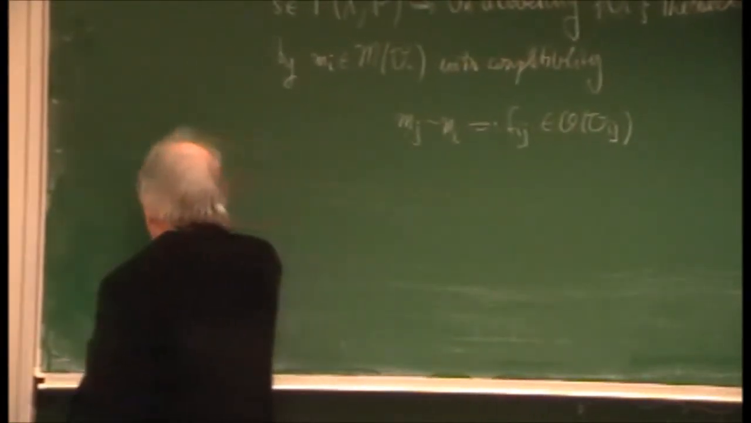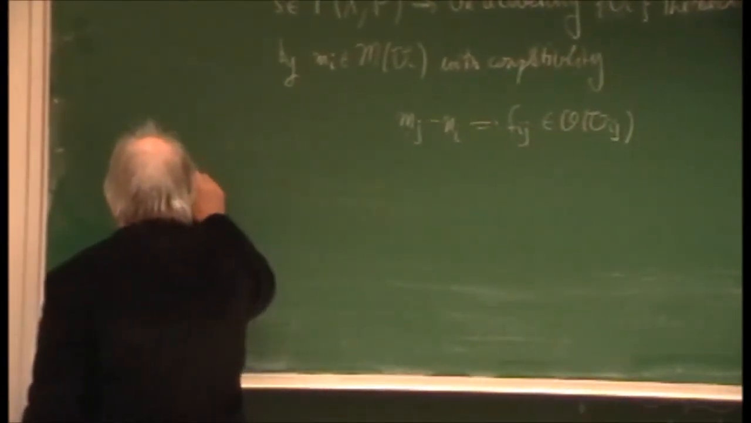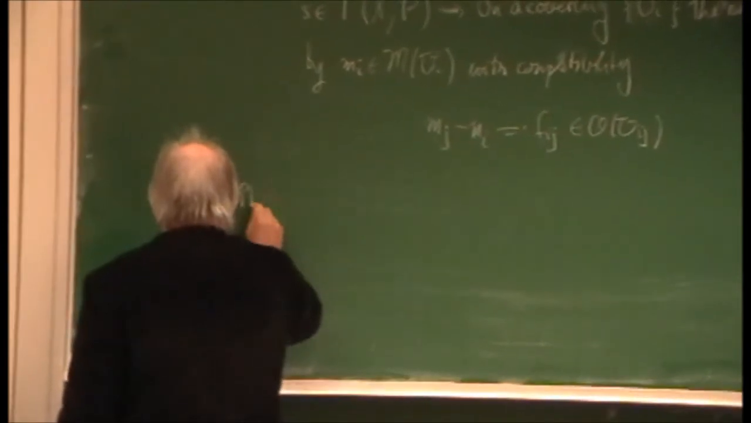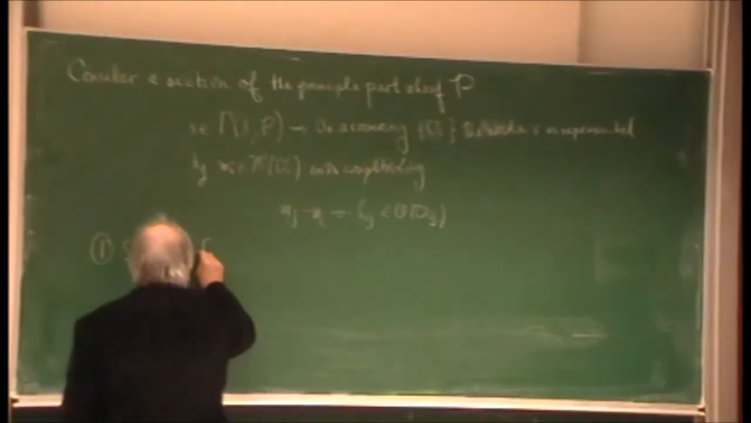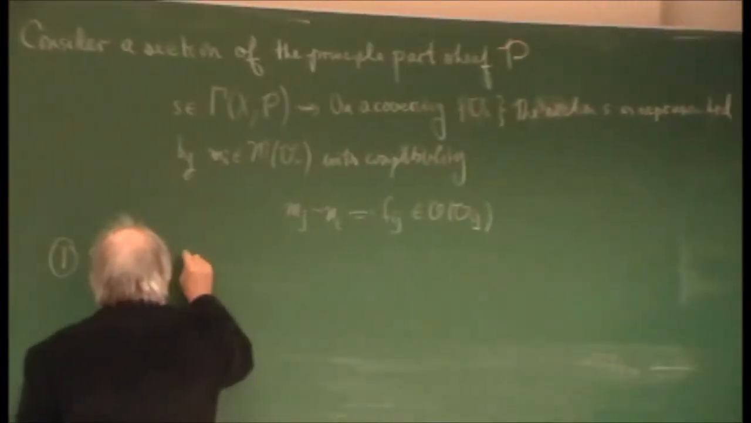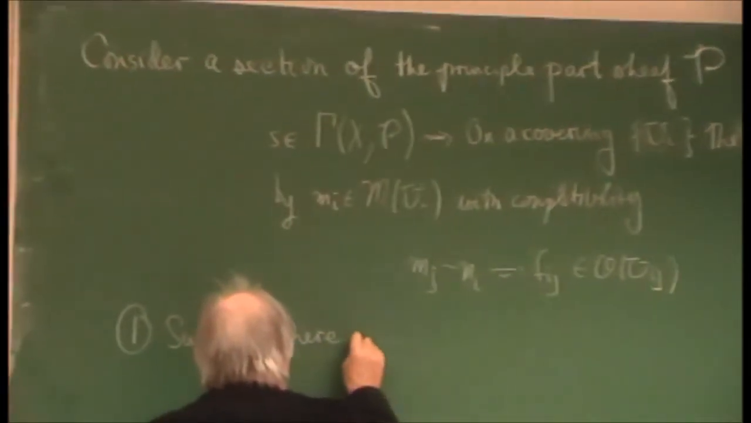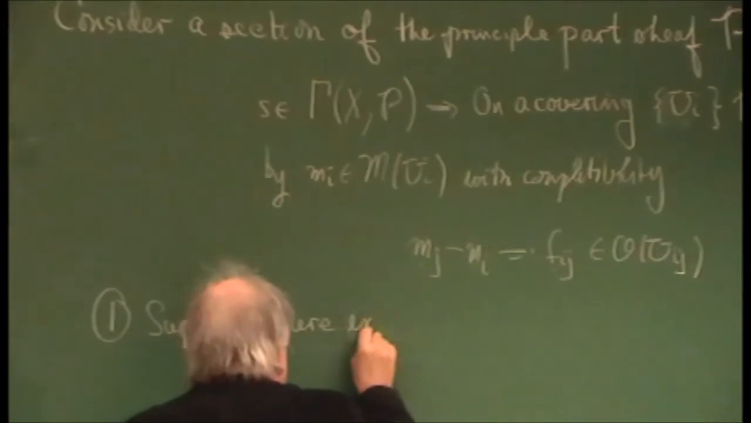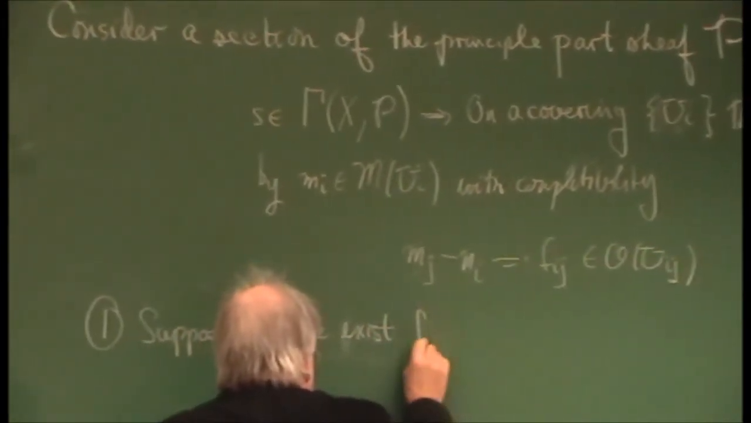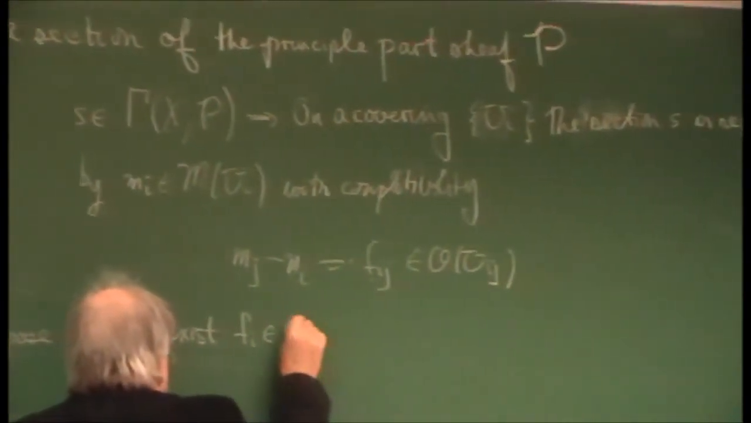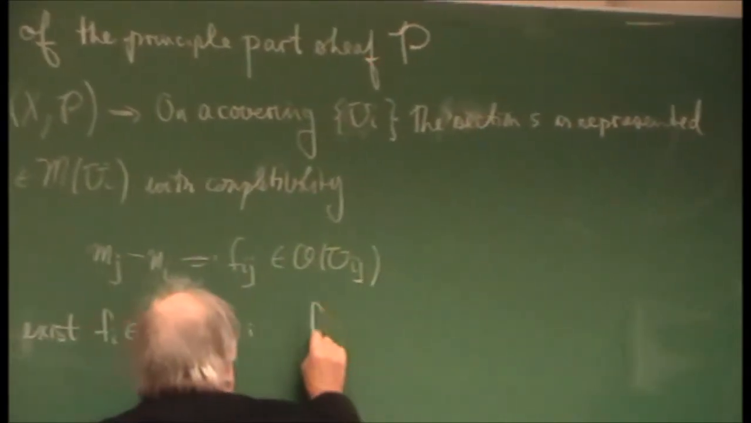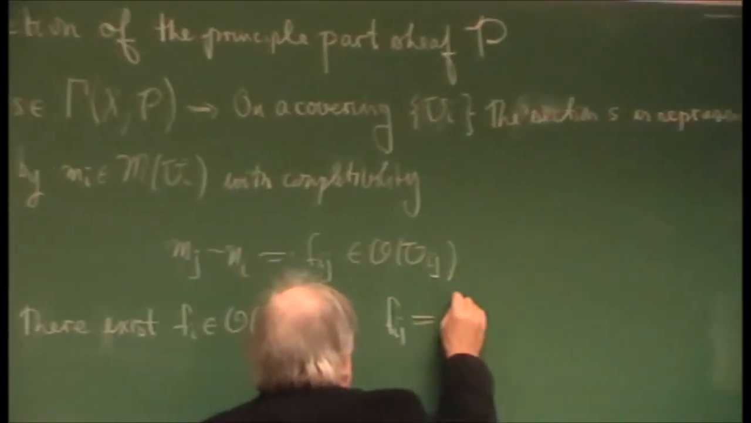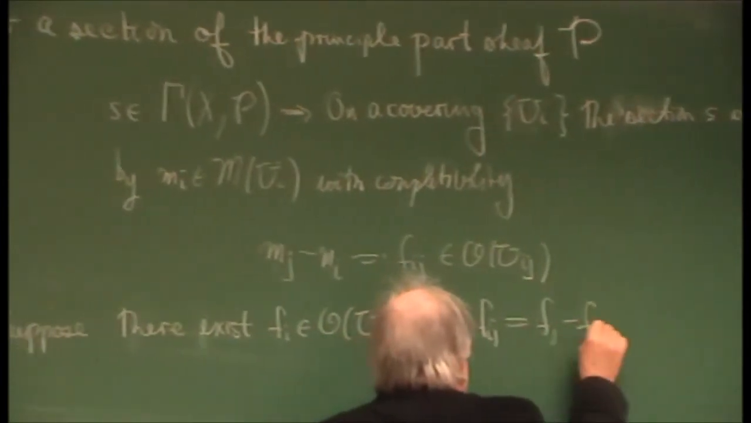Now, two things. One, suppose that F_ij, so I'm going to write it slowly, there exist functions F_i on U_i, for every U_i, such that F_ij equals F_j minus F_i.